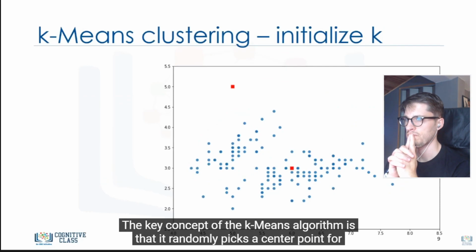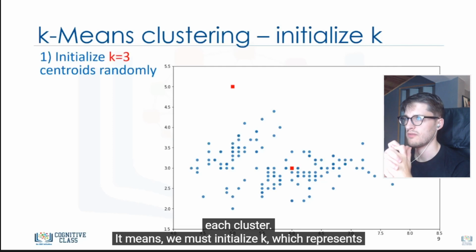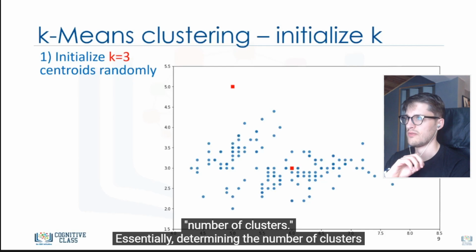The key concept of the k-means algorithm is that it randomly picks a center point for each cluster. It means we must initialize k, which represents the number of clusters.